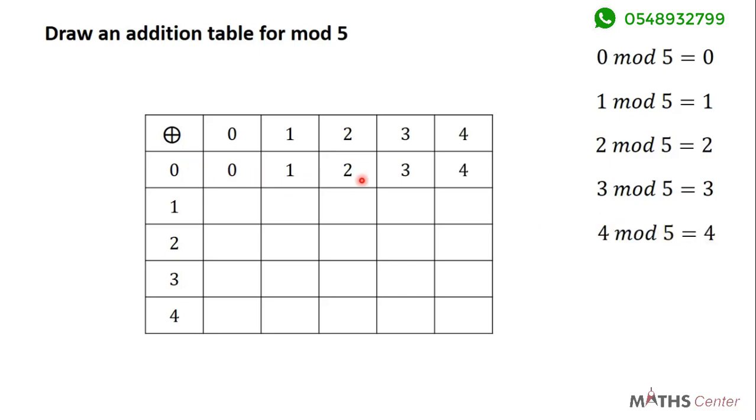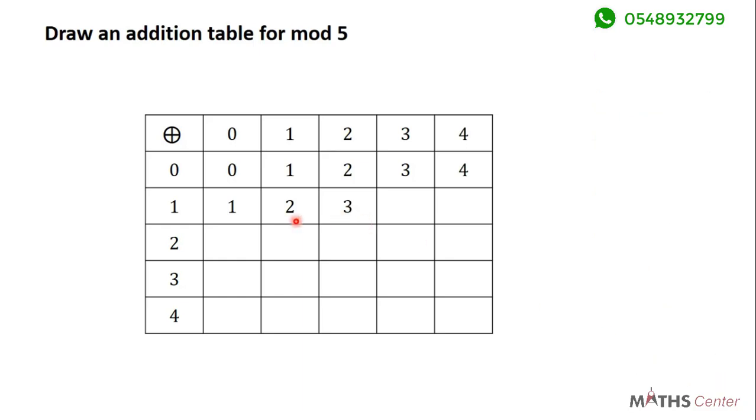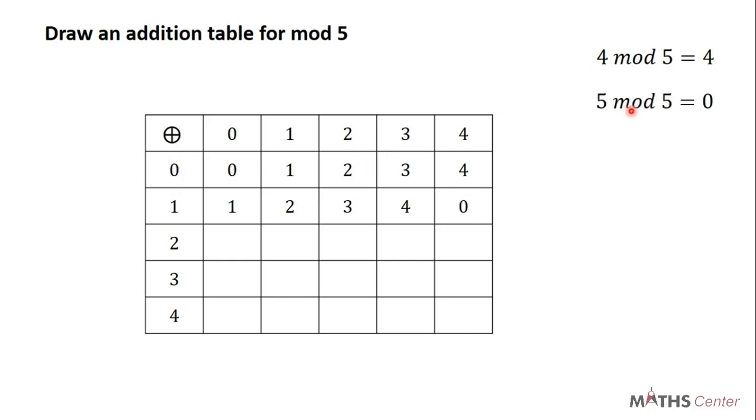After you have completed the first rule, you come to the second rule. You will have 1 plus 0. 1 plus 0 is 1. 1 in mode 5 is 1. 1 plus 1 is 2. 2 in mode 5 is 2. 1 plus 2 is 3. 3 in mode 5 is 3. 1 plus 3 is 4. 4 in mode 5 is 4. 1 plus 4 is 5. 5 in mode 5 is 0.